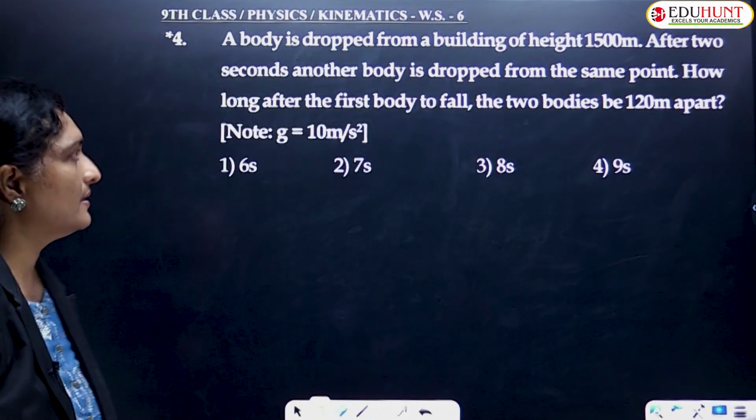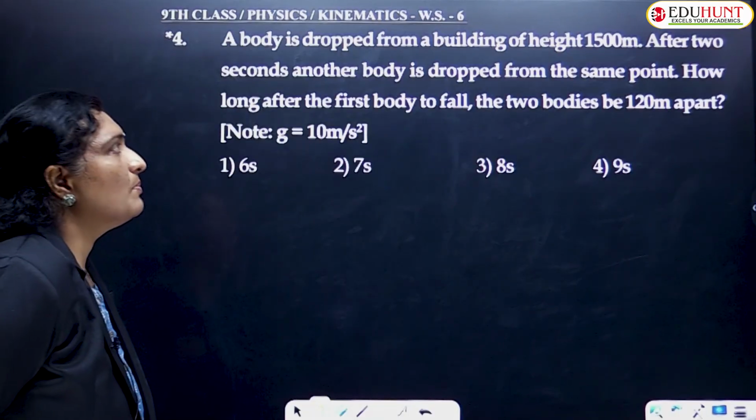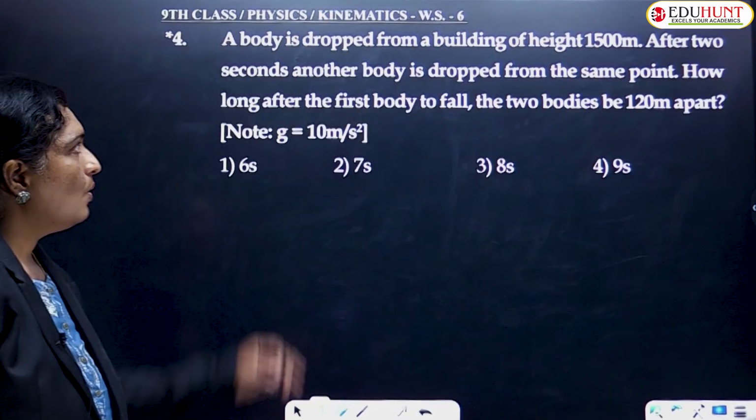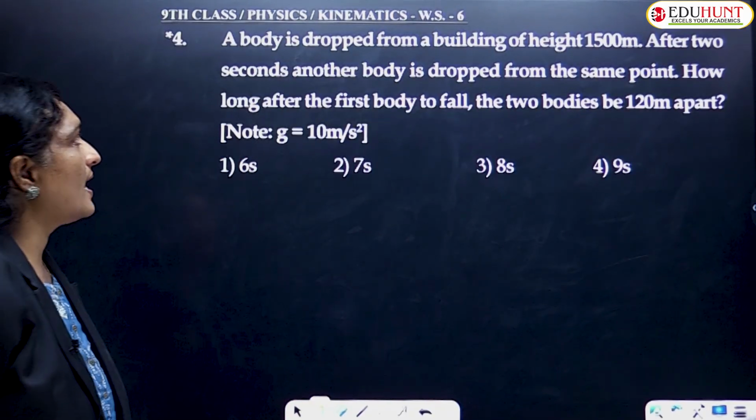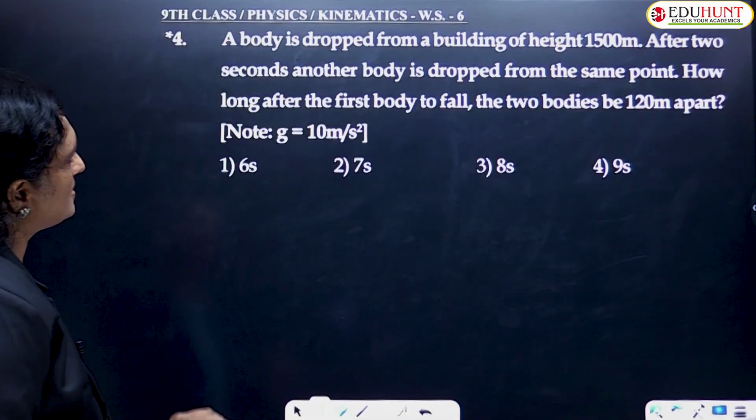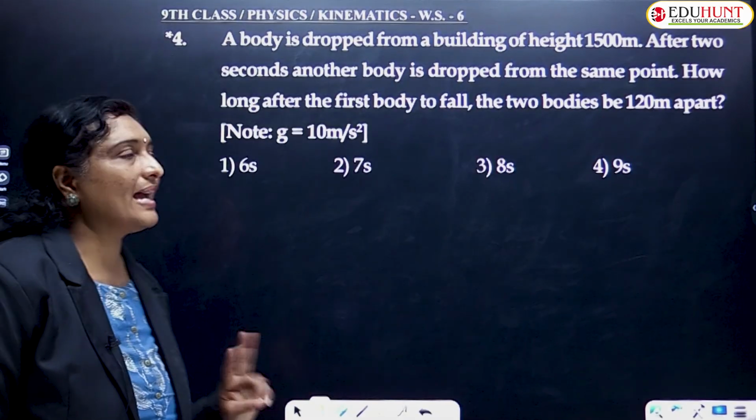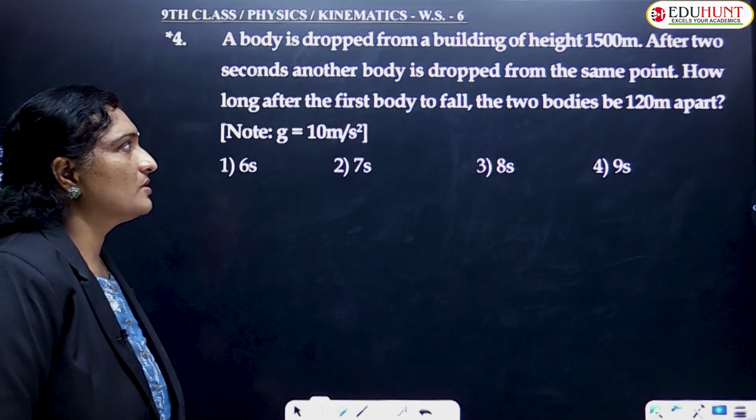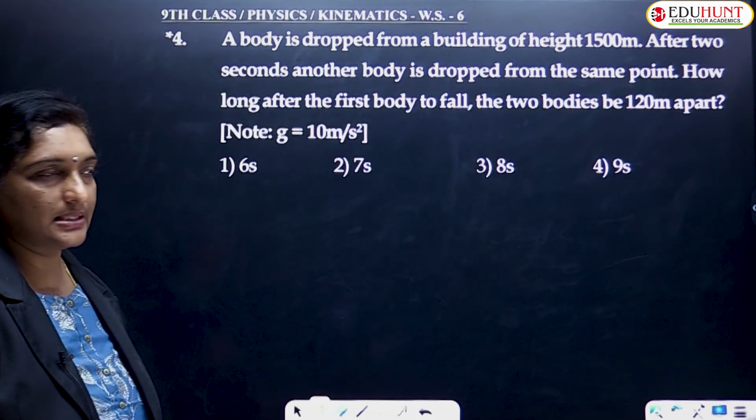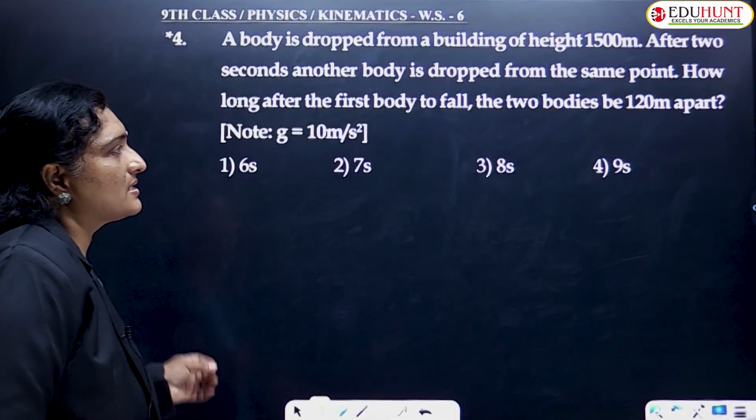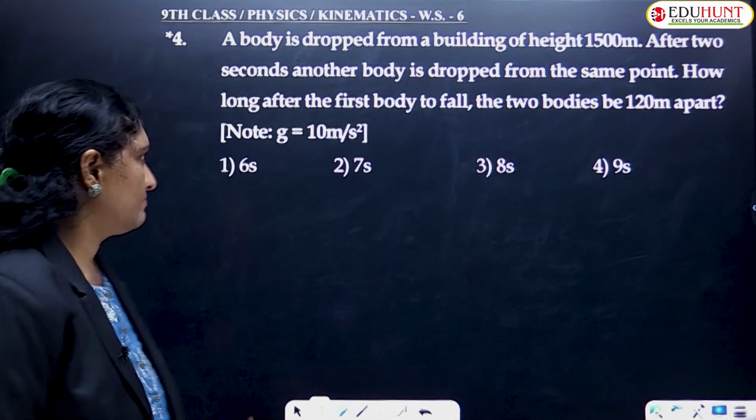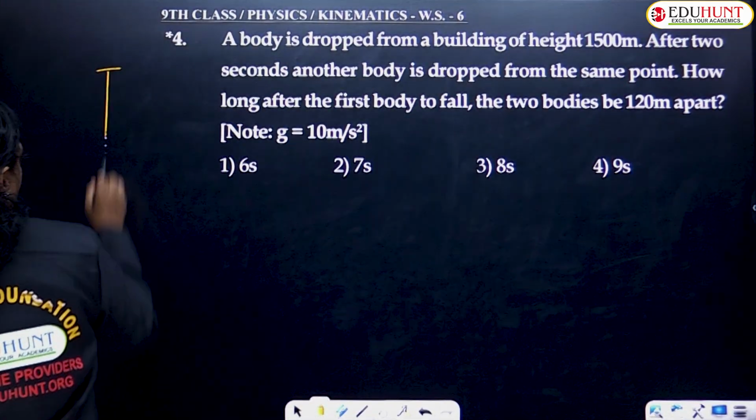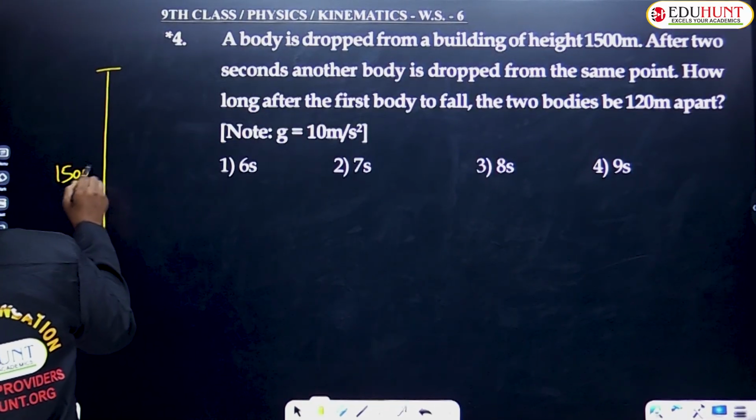Is that okay, children? So from the equation h equals half g t square, for n seconds it is half g n square, and because 2 seconds later the second body was released, it is n minus 2 whole square. And the separation between the two bodies was given as 120 meters. So s1 minus s2 was taken as 120 meters. Instead of s1 and s2 I substituted the values, properly taking the symbols under consideration. Then try solving the numerical and substituting the value of g, you get the value of n as 7 seconds. Your answer is option number 2.